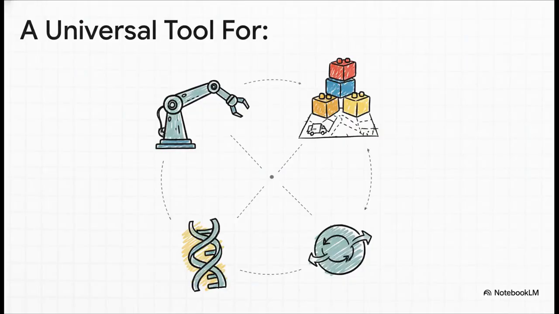And the applications are everywhere. This exact way of thinking is what's behind how a robotic arm plans its path, how an AI solves a complex puzzle, how logistics software finds the best delivery route. It even helps physicists understand how proteins fold. It's a fundamental way of making sense of complex, constrained systems.